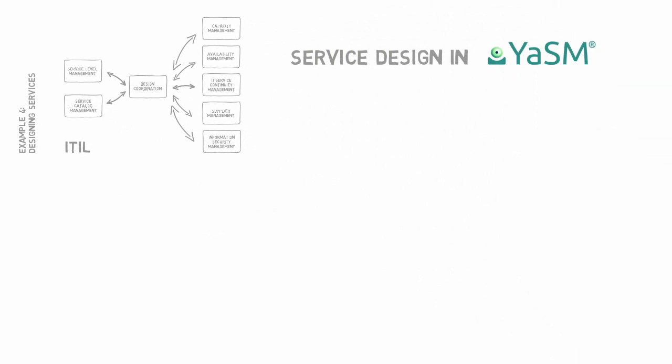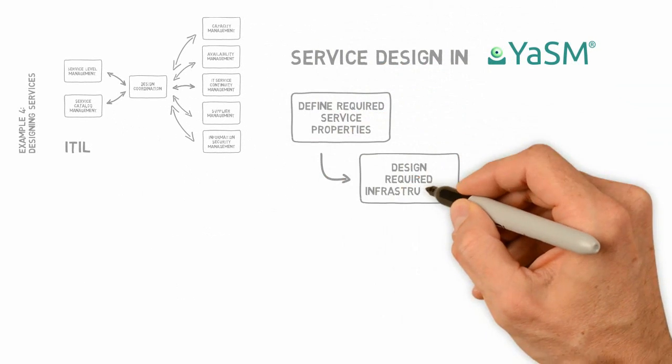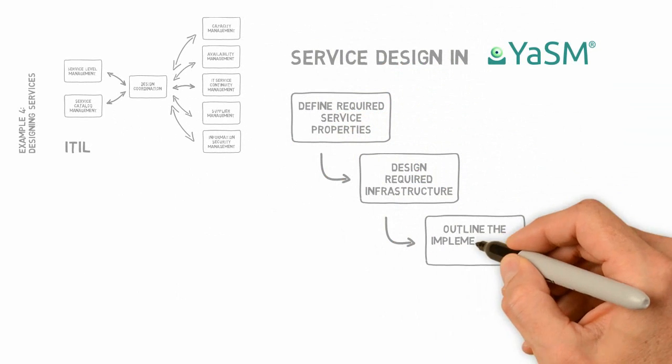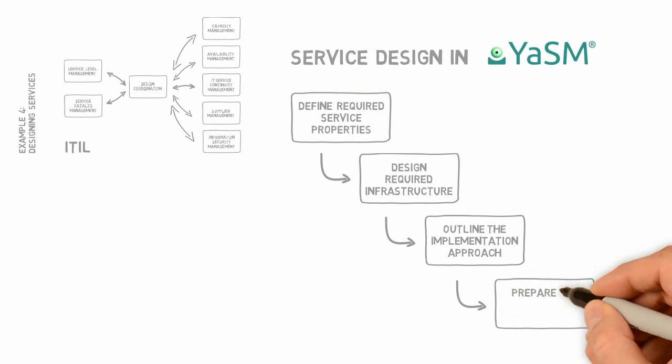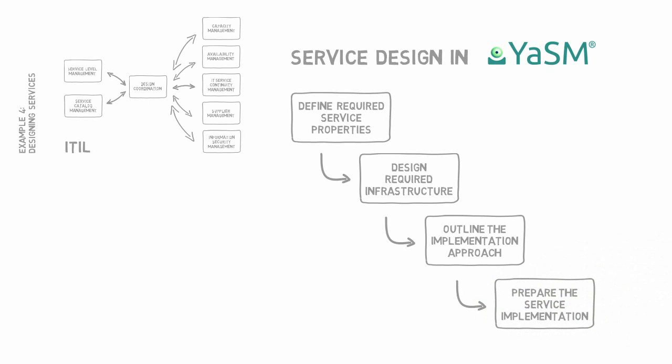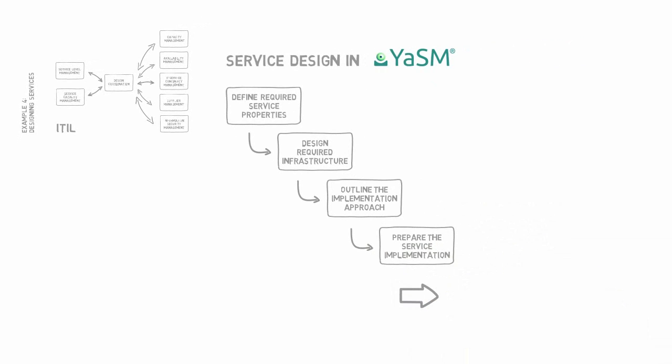We have to remind ourselves that service design is about, well, designing services. And as such, it needs to include activities for defining the required service properties, designing the required infrastructure, outlining the implementation approach, and preparing the service implementation. And when the service design phase is complete, everything is ready for the service implementation. This is a pretty straightforward description of service design that's easy to understand.